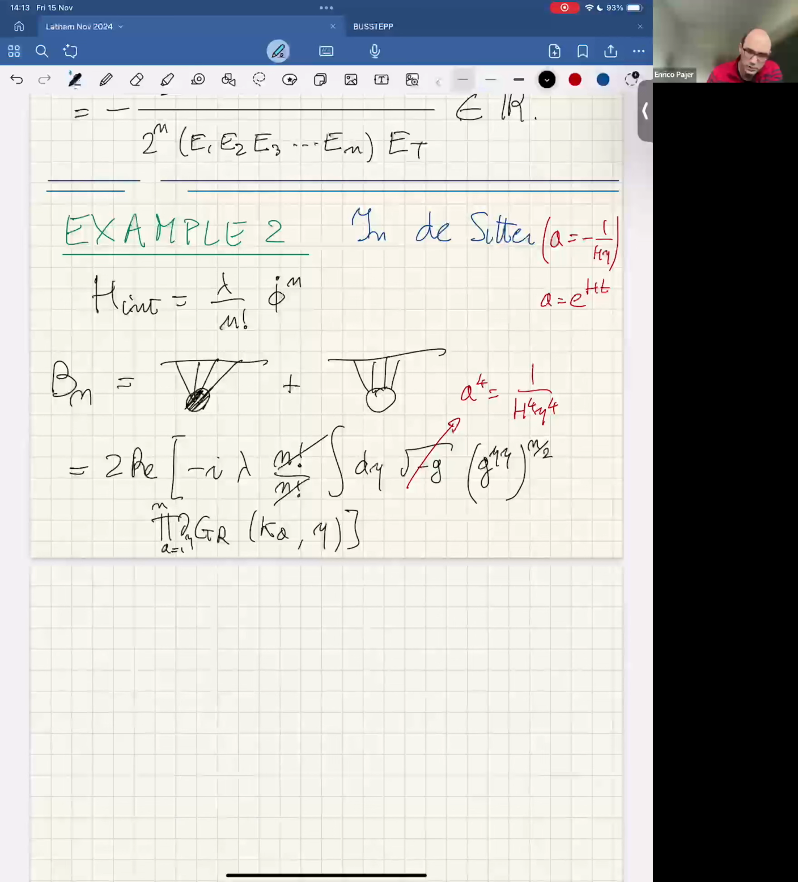And maybe to be clear for everyone, in my notation, a dot is d/dt and a prime is d/dη. And d/dt is related to d/dη by d/dt is Hη d/dη, simply by changing coordinates.